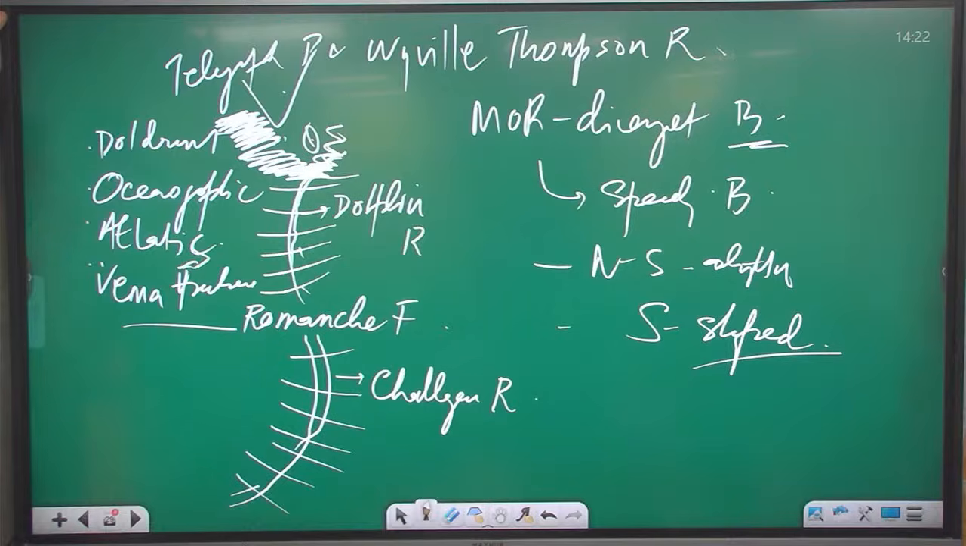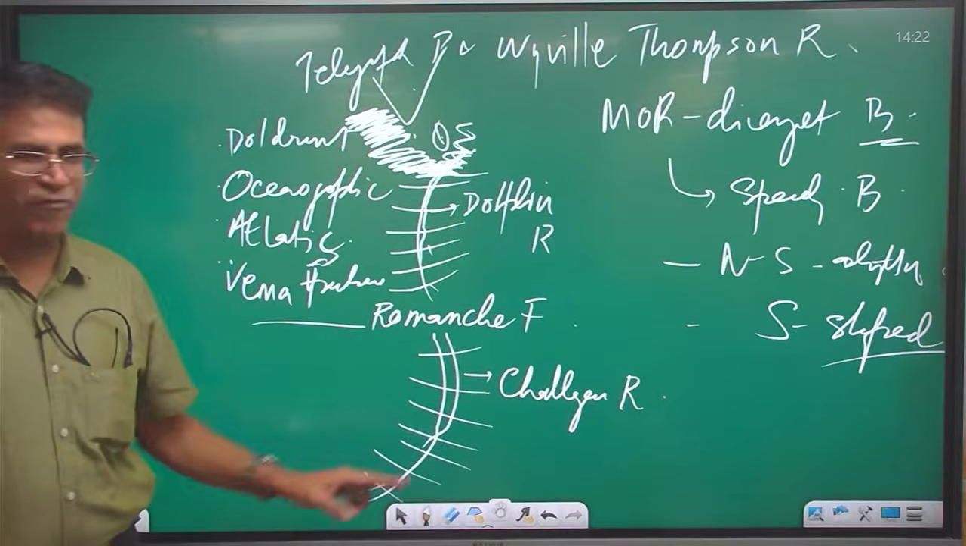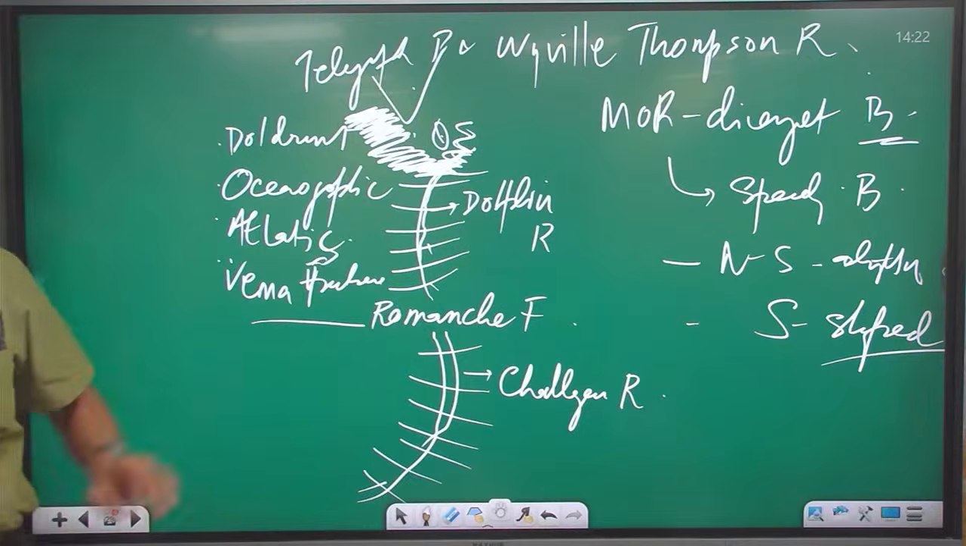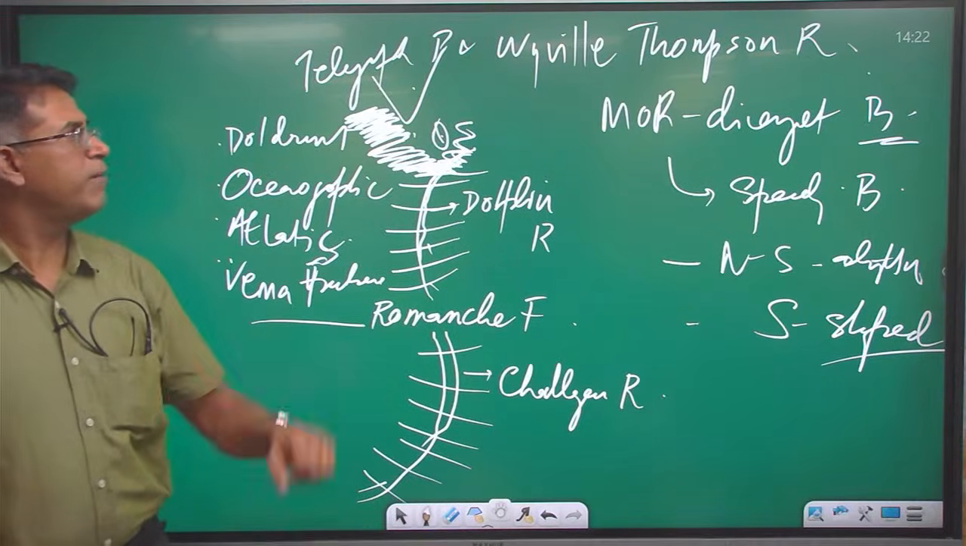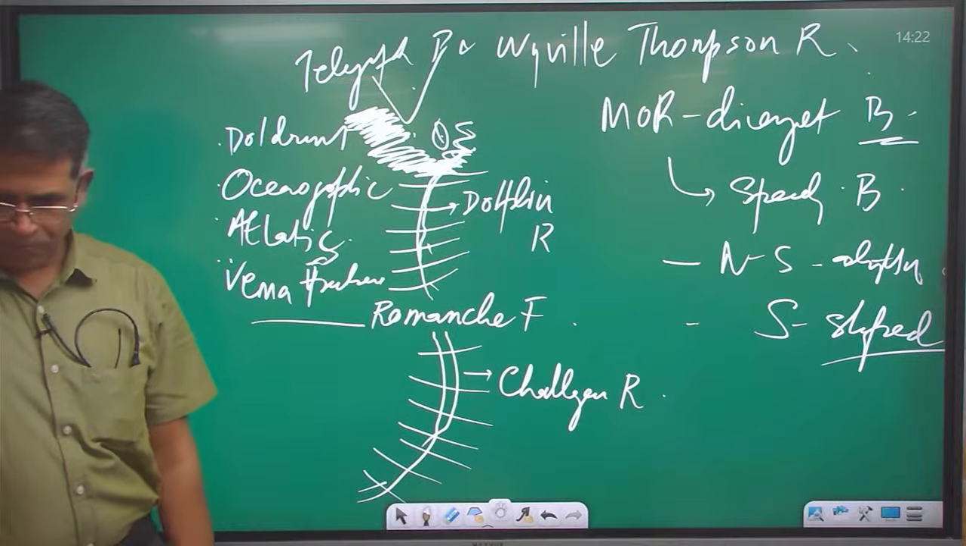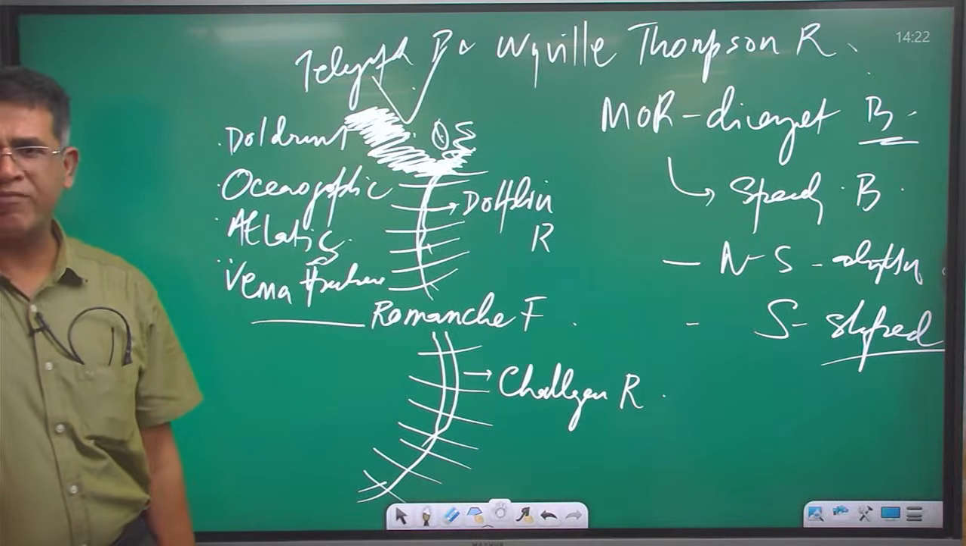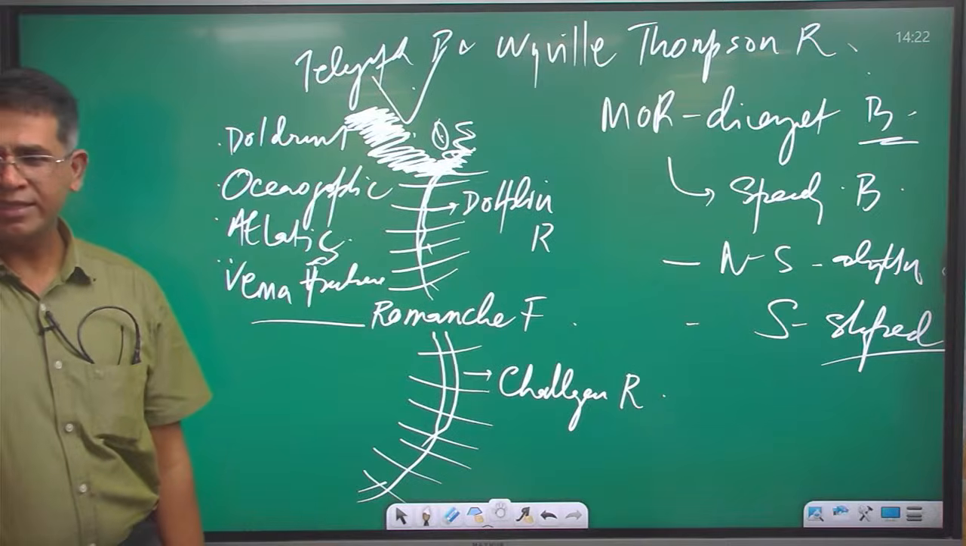In the north, the Atlantic ridge extends towards Greenland and Iceland as the Telegraph Plateau and the Wyville Thomson Ridge, spelled W-Y-V-I-L-L-E.